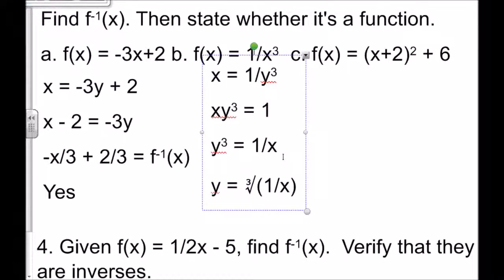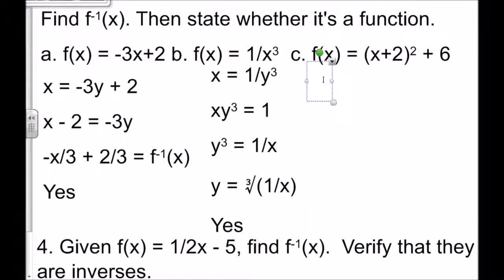If you graph this original one, it would pass the horizontal line test, so this will pass the vertical line test. Yes, this is a function. F of x equals (x plus 2) squared plus 6. Swap the x and y.